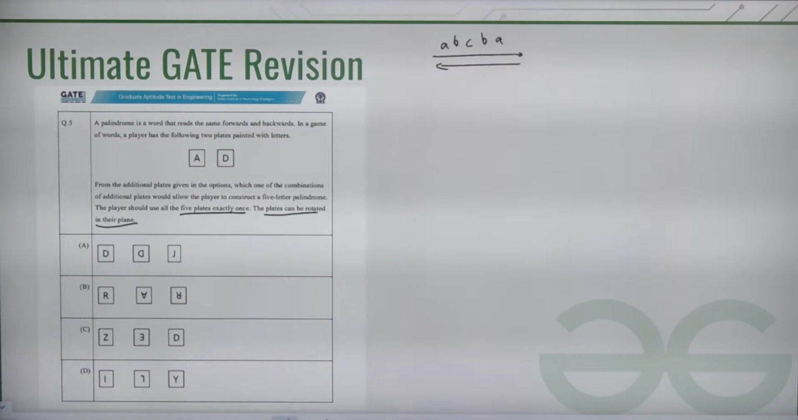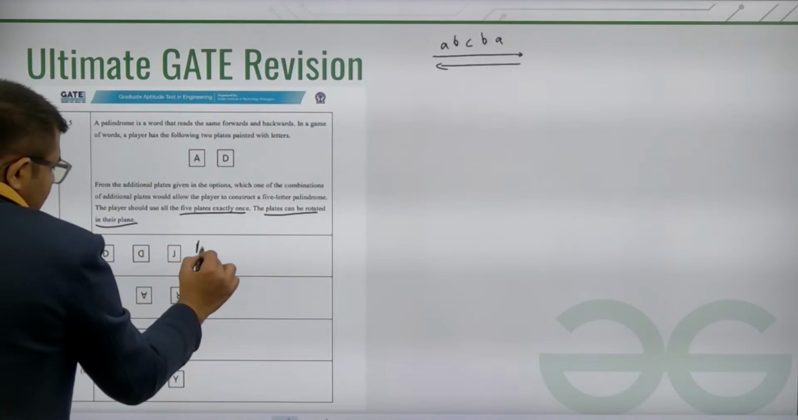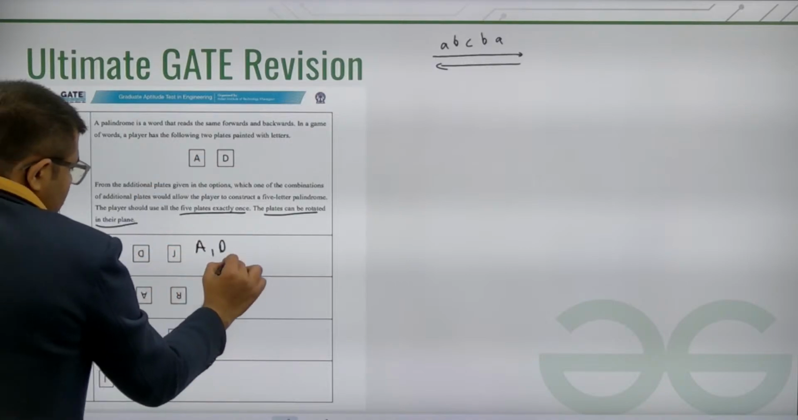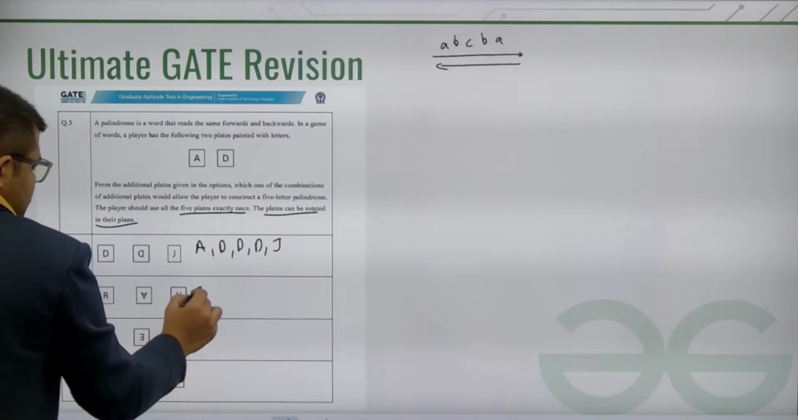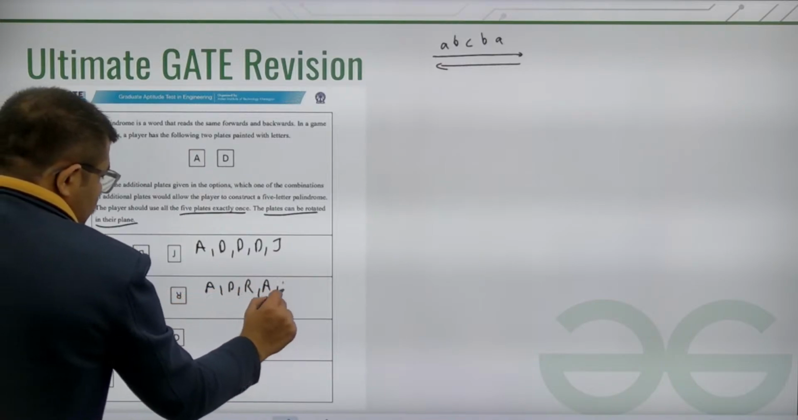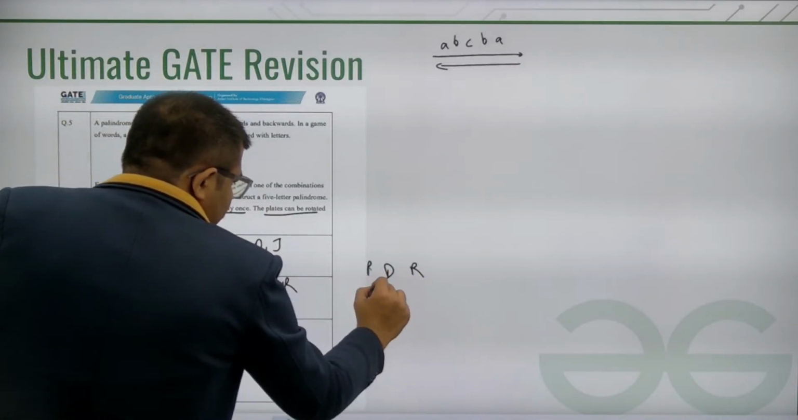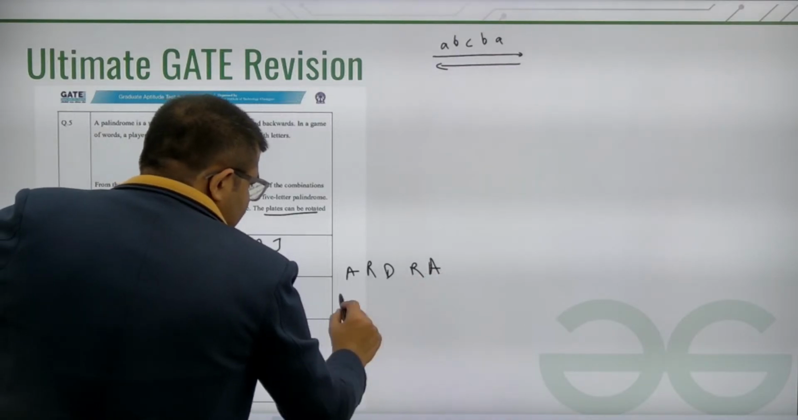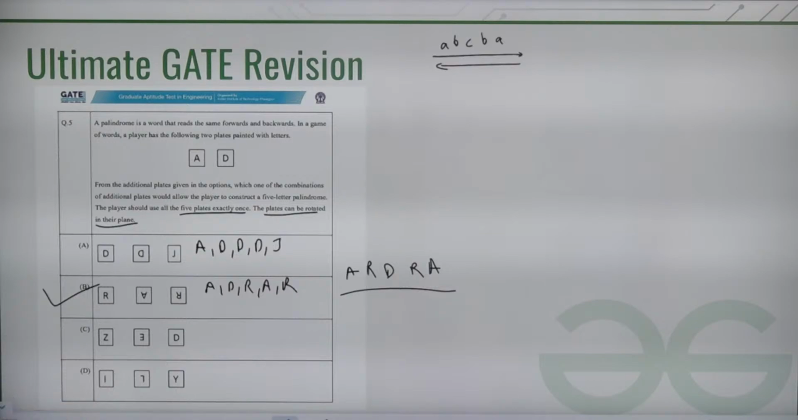Okay, so looking at the options, what can I do? A D D D J: you can never form a 5-length palindrome using this. Another is R A R, so you have A D R A R. You can form a palindrome with this. Take the D in the center, 1 R here, 1 R here, 1 A here, 1 A here. This is a palindrome, so this is your correct answer. The other two also you cannot form.